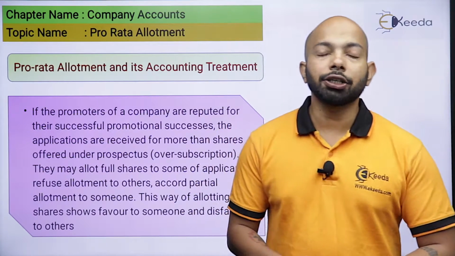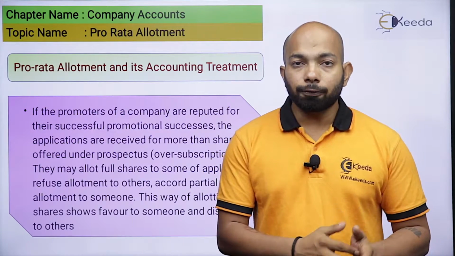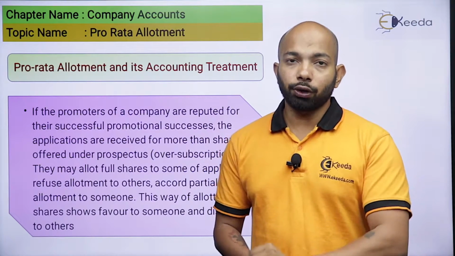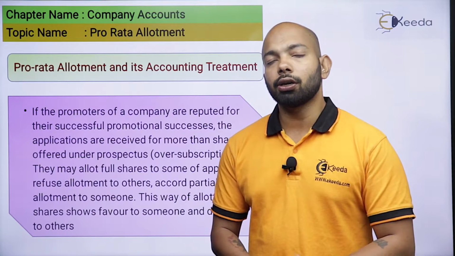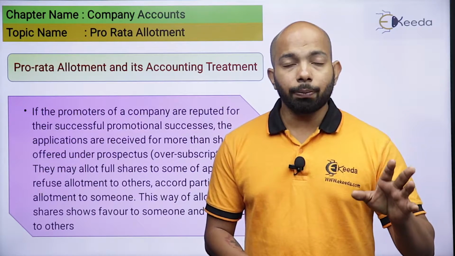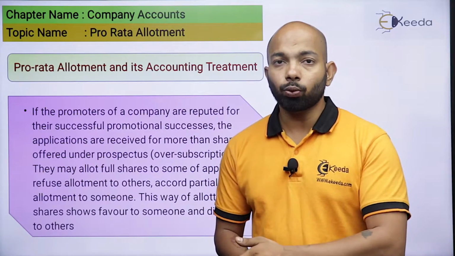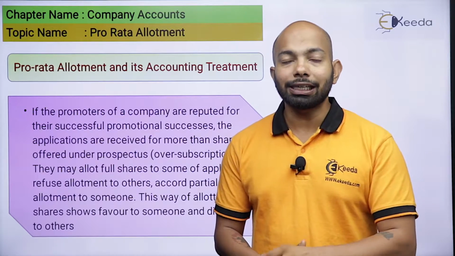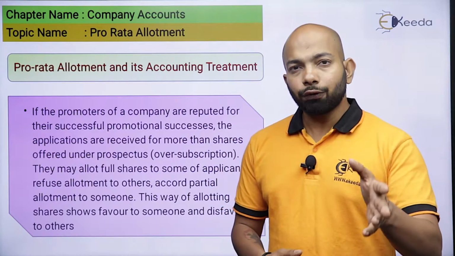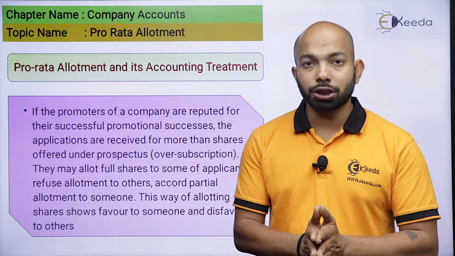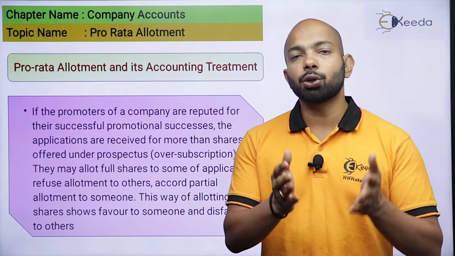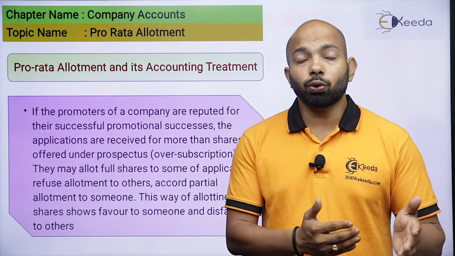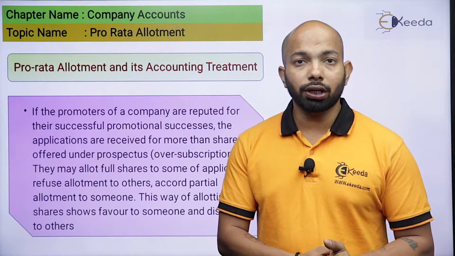So what they are trying to tell you is that in the case of pro rata, some of the applications are rejected, some are fully allotted, and some are partially allotted as per the ratio. For example, if you have applied for 2 shares and you get 1, that is partial allotment. If you have applied for 2 shares and you get 2 shares completely, that is full allotment. If you have applied for 2 shares and you get 0 shares allotted, then your application has been rejected. These are the only 3 things that can happen on this basis.